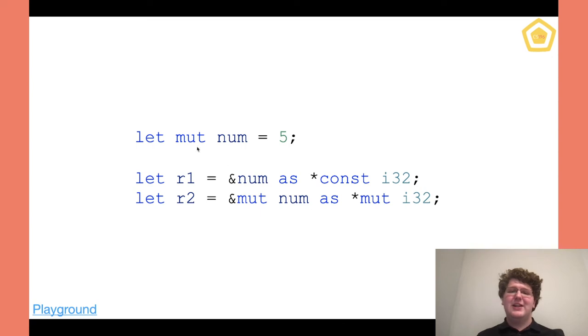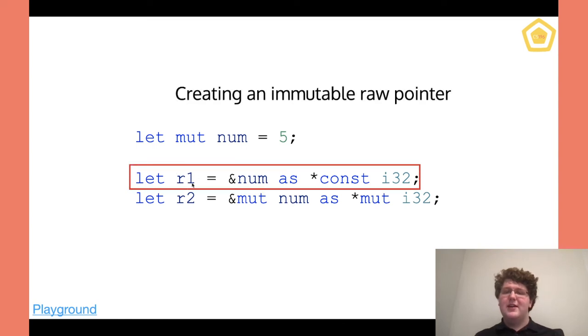So what we're doing here is we're saying let this number equal 5, and then let R1, which is an immutable raw pointer, okay? So what this means is we're saying, here's num, and we use the same symbol as borrowing, the ampersand, to say we want a reference to num, and we want it as a pointer to a constant integer. So we're saying give us the memory address of num and give it to us as a pointer to an integer, because 5 is an integer, right?